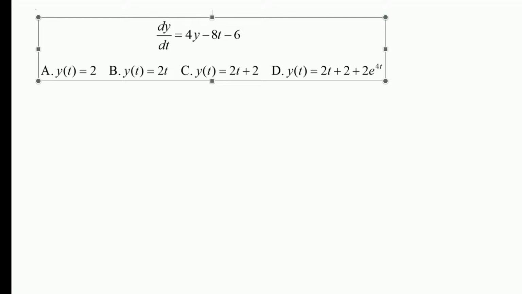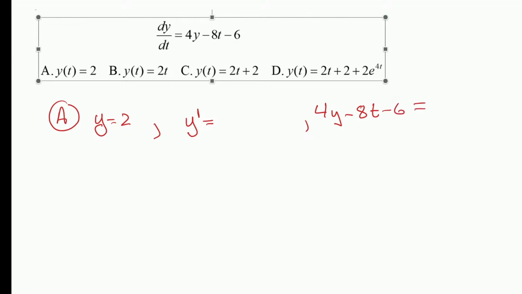Here we go, though. Okay, so let's see how we did. In each of these cases, let's do it this way. I have A, y is equal to 2, y prime is equal to, I will fill in the blank, and then I will write down 4y minus 8t minus 6. Those are the things I'm going to be working with. I've got the original function, y equals 2. I've got the derivative, dy over dt. I will do that derivative here, and then I will use the differential equation. I will plug in y and t and see what I get.